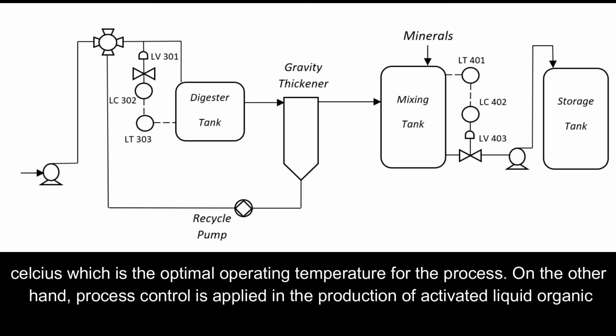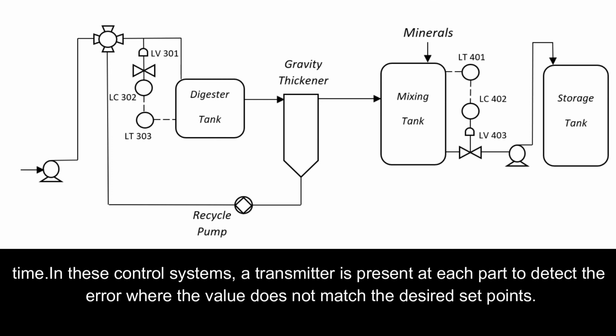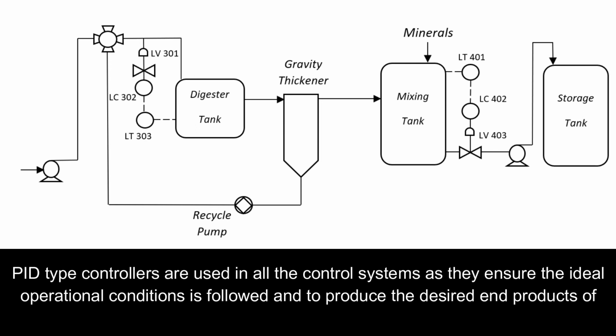On the other hand, process control is applied in the production of activated liquid organic fertilizer, where a two-level control system is added at the digester tank and the mixing tank to regulate the level of component inside the tanks at one time. In these control systems, a transmitter is present at each part to detect the error where the value does not match the desired set points. Then, the controllers will process the error signals and give output commands to the actuators in order to regulate the values up to the set points. PID type controllers are used in all the control systems as they ensure the ideal operational condition is followed and to produce the desired end products of the zero waste technology.